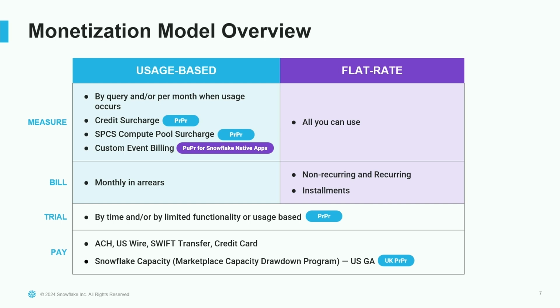We also have custom event billing, which allows you to meter for anything that happens in the context of your native application. Omnada will talk about that at a little bit more length. That's actually the model that they've chosen. And as I mentioned, that's billed monthly in arrears.